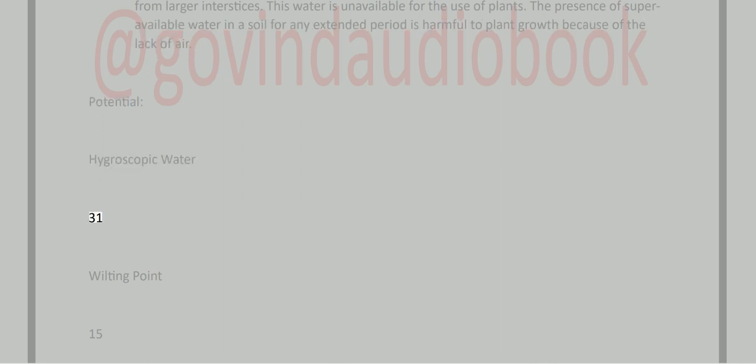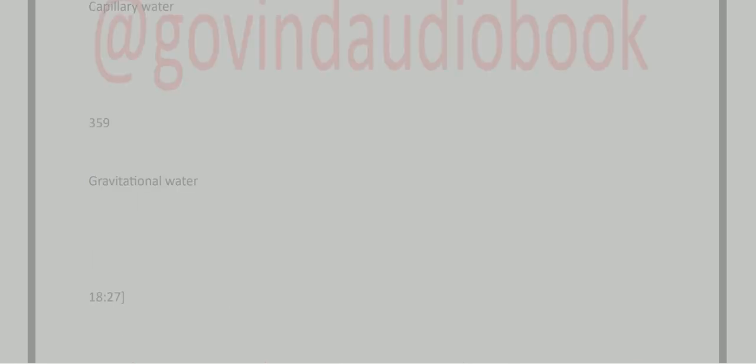Hygroscopic water. 31 wilting point 15, field capacity 0.33, saturation. Bars. Solid, unavailable, available, superfluous. Hygroscopic water. Capillary water. Gravitational water.